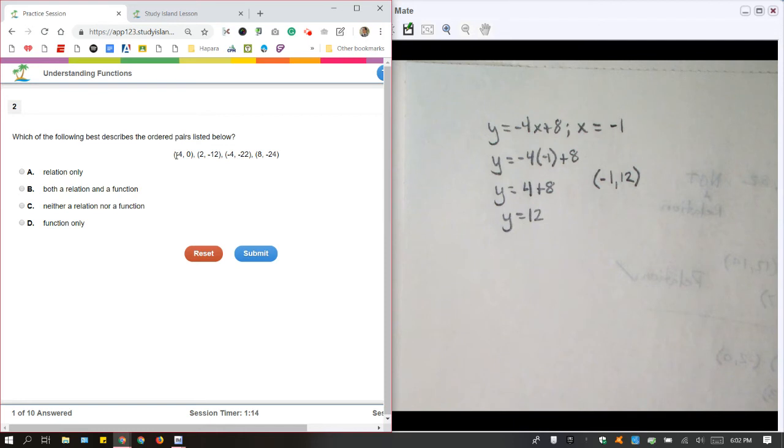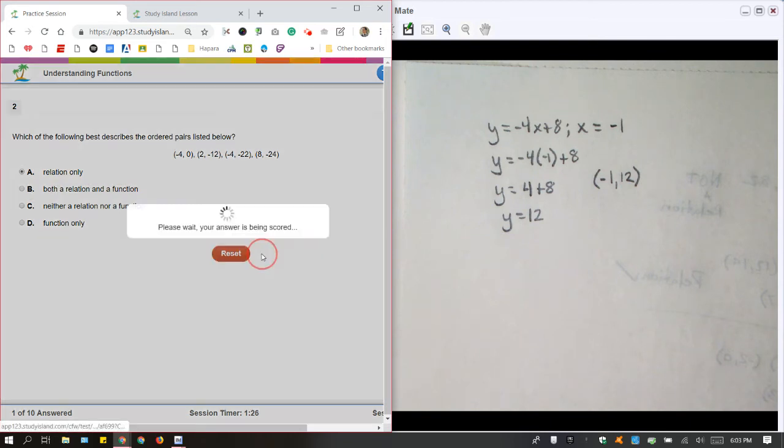That's not okay. Every x coordinate can only have one corresponding y coordinate that goes with it if it's to be a function. So this is not a function. It is a relation, though. Any set of x and y coordinates together is a relation.